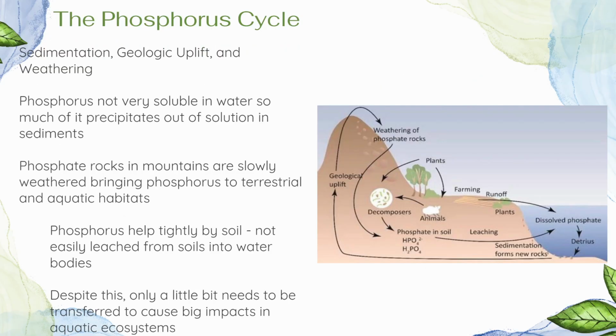The movement of phosphorus through the environment involves sedimentation, geologic uplift, and weathering. Phosphorus is not very soluble in water, so much of it precipitates out in the water and settles into sediments. These sediments can then be uplifted into mountains where weathering of the phosphate rocks slowly releases phosphorus back into the terrestrial and aquatic habitats. Phosphorus is held tightly by soil and is not easily leached into water bodies. However, even a small amount of transfer can have big impacts on aquatic ecosystems.